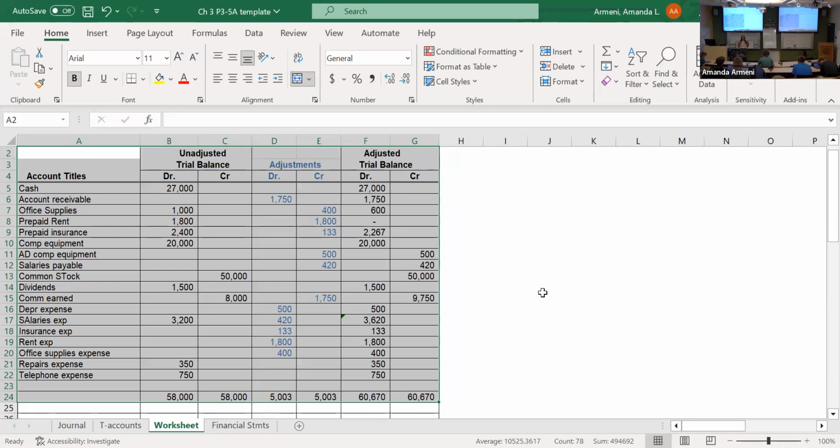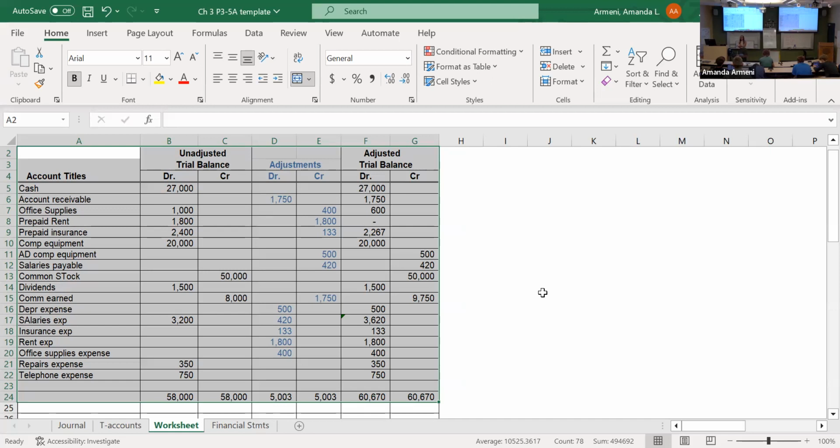Okay. On Monday, your chapter 3 Connect homework is due. We've gone through everything that you need for that homework assignment. We've gone through adjustments. We've gone through how to make an income statement, a balance sheet. We've done all of that. So you should be ready to tackle that homework.